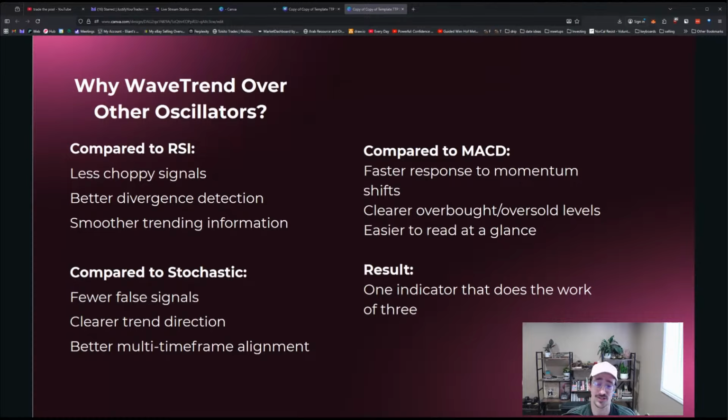So compared to the RSI, RSI is going to be a little more choppy. WaveTrend oscillator is going to be a little bit better at detecting the divergences. And I think that's because it smooths the trends, like I said. So when you're smoothing the trends, you just kind of smooth out the noise, and it becomes pretty easy to see when these divergences jump out at you. And we're going to have an example of that in just a little bit.